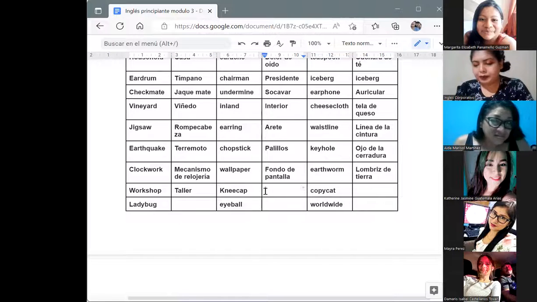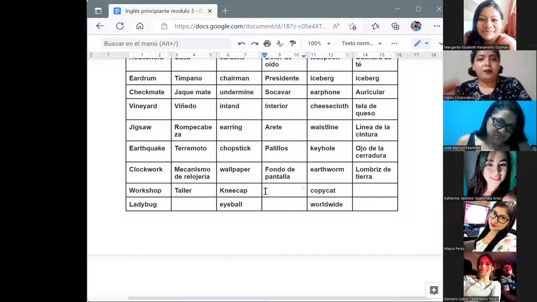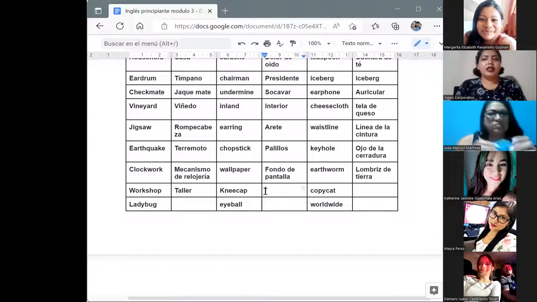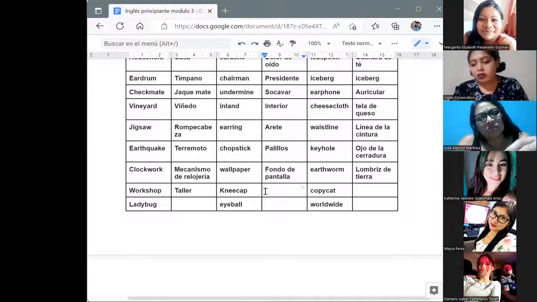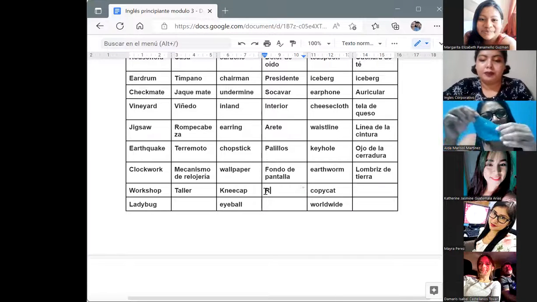Kneecap. Eso es gorra, no. It's a part of the body. Rodillera. Rótula. Rótula o rodilla, rótula.